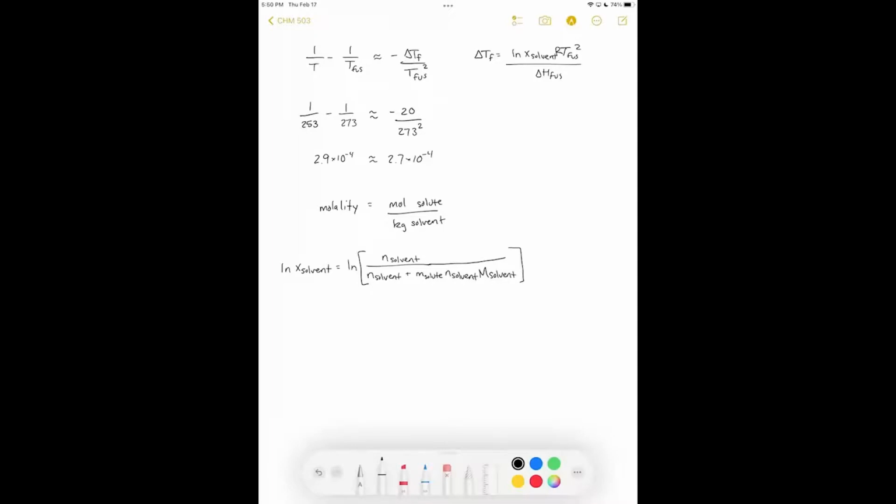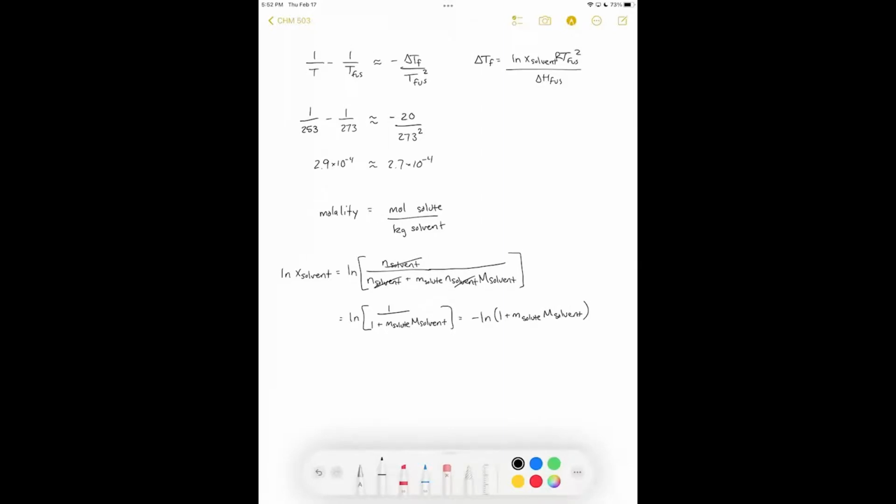And when we do this, we can cancel out now all of our moles of solvent there. They appear in every term. And this gives us the natural log of 1 over 1 plus the molality of the solute times the molar mass of the solvent. And we can rewrite that, of course, as the negative natural log of 1 plus the molality of the solute times the molar mass of the solvent.